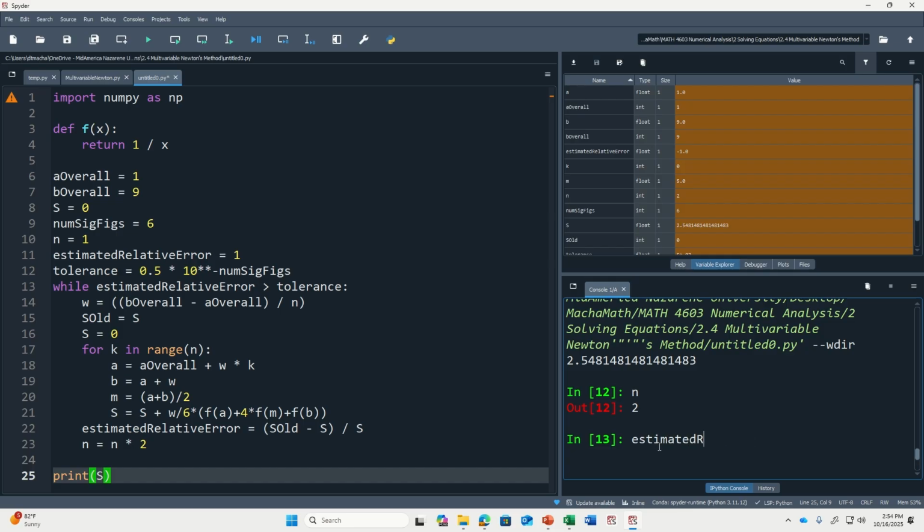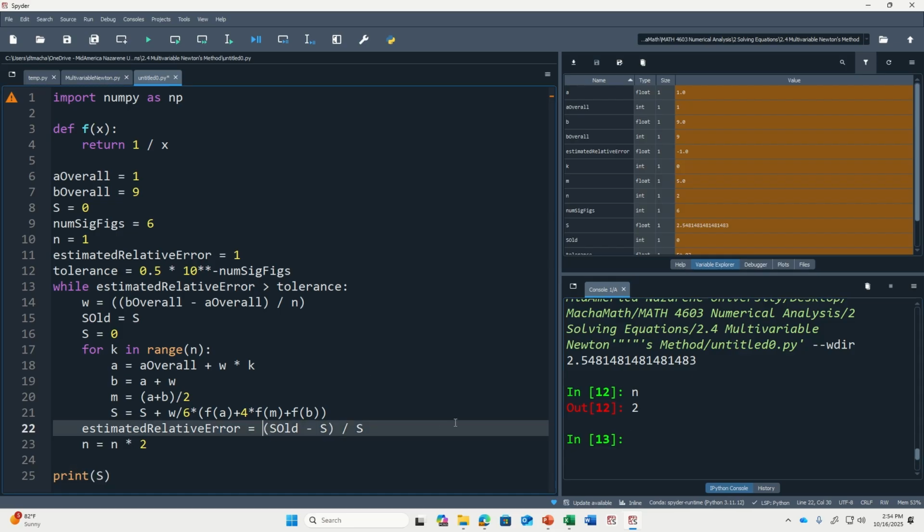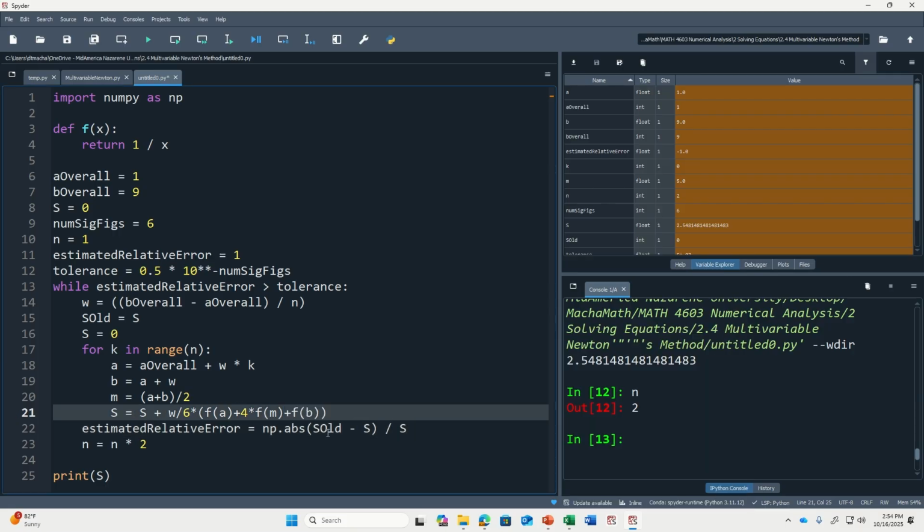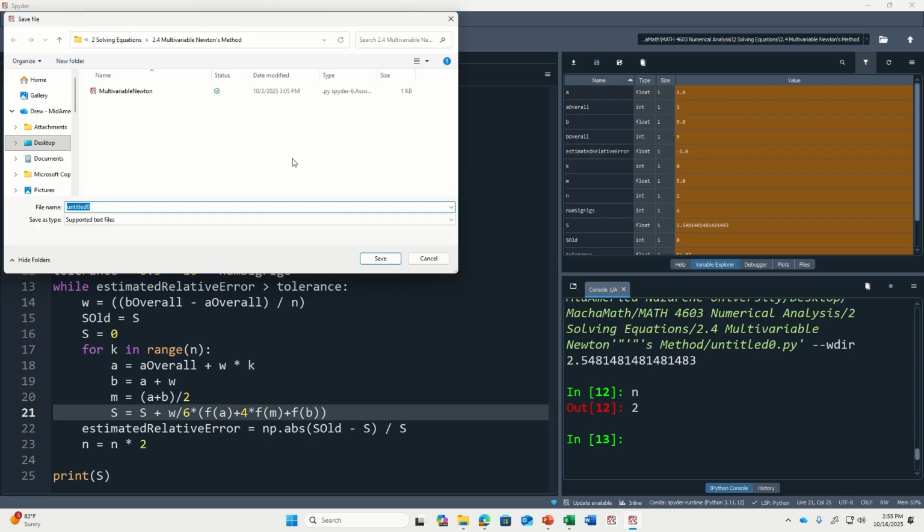Oh, you know what it is? This is an important lesson for everybody here. This estimated relative error is probably just a negative number because I forgot to put an absolute value around there. And so if that were a negative number, then it's going to count it as being less than the tolerance, even if it's a really big negative number. What I really need is the absolute value here so that it can only be less than the tolerance if it's a small number close to 0.